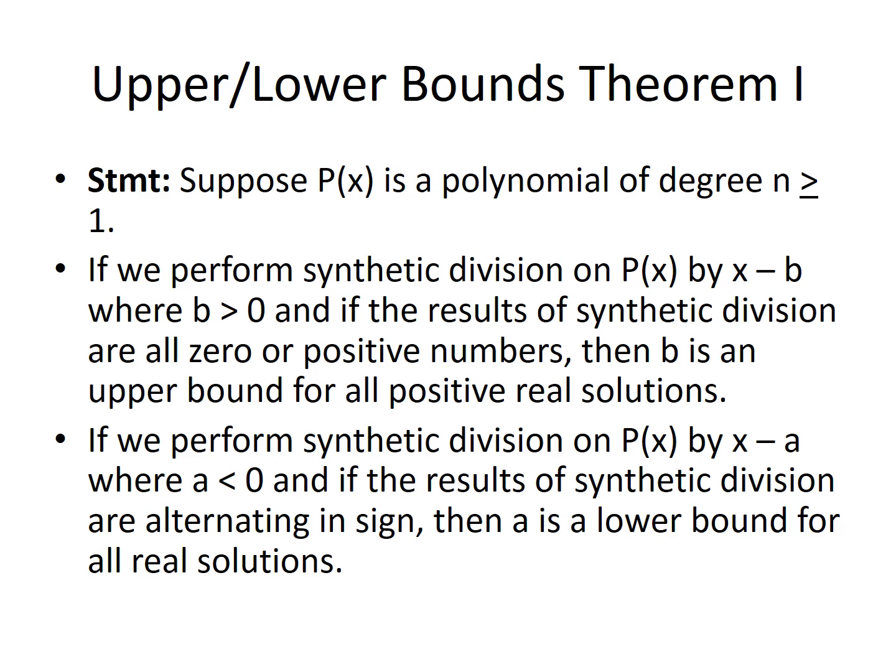solutions. If we perform synthetic division on p of x by x minus a, where a is a negative quantity, and if the results of synthetic division are alternating in sign, then a is a lower bound for all real solutions.